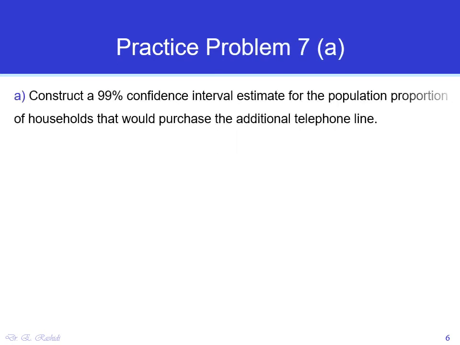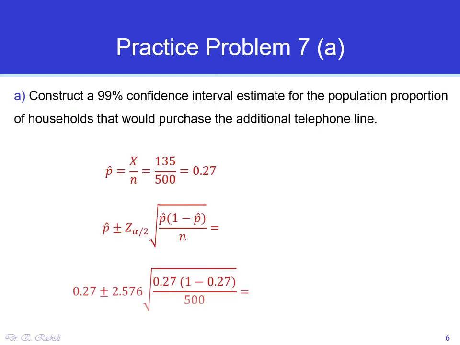So let's see the solution for part A of the problem. We want to build a 99% confidence interval for the proportion of people that would purchase the additional line. Based on the formula, we need to first find the p hat, the proportion of the sample. That's equal to x divided by n, which is 135 divided by 500, which is 0.27. So p hat, the point estimate, is 27%.